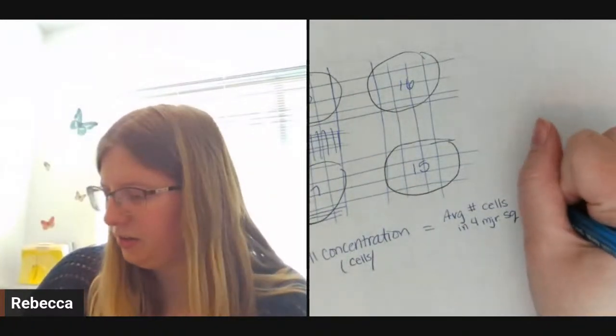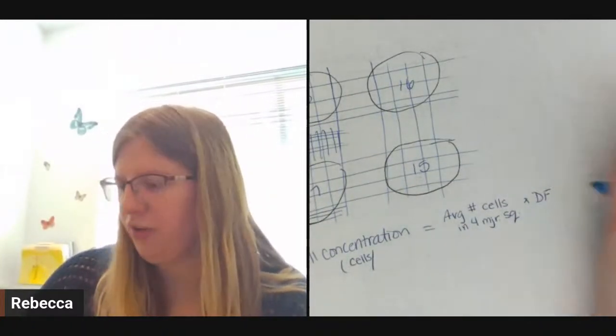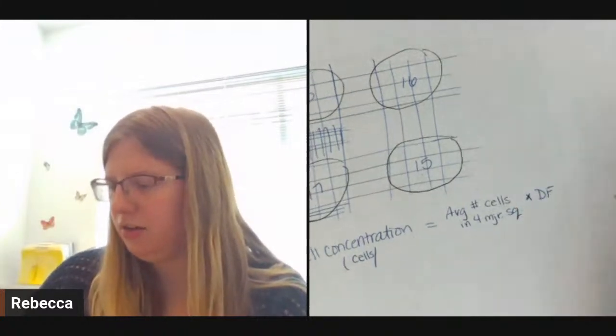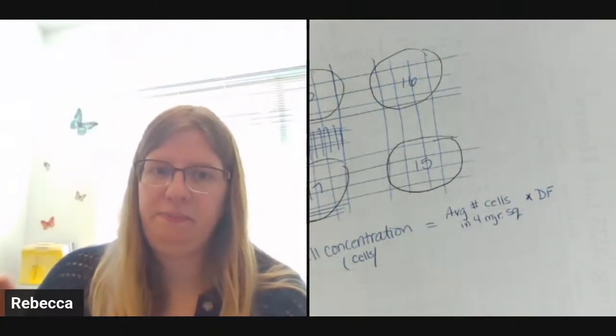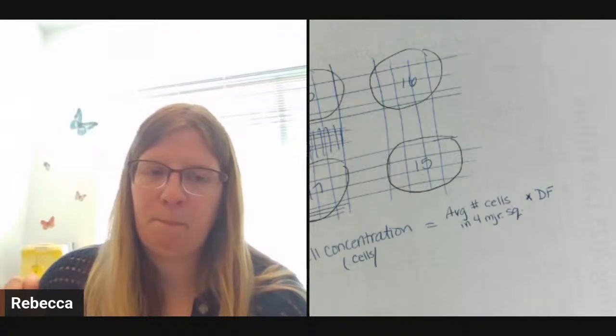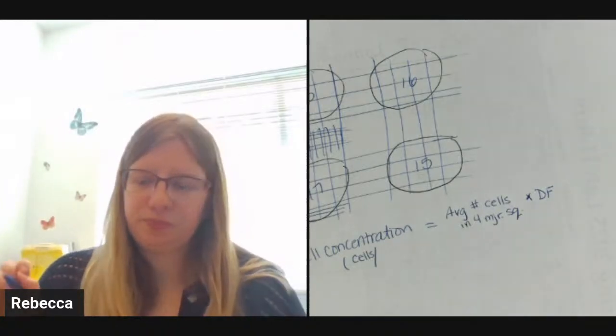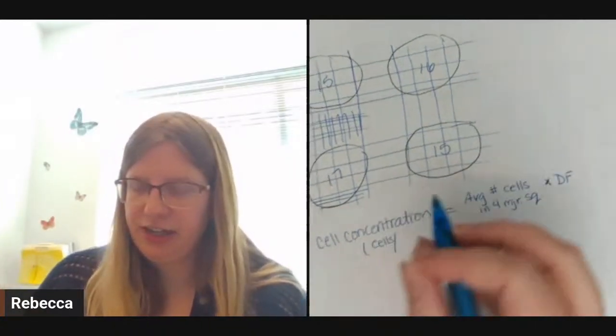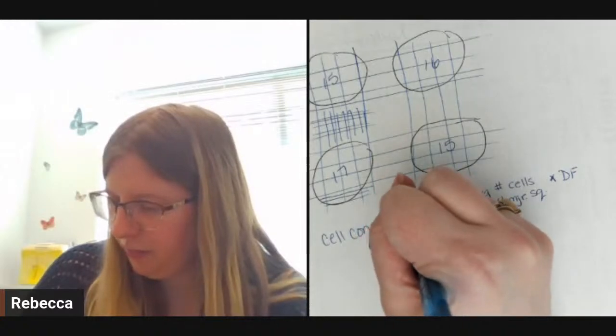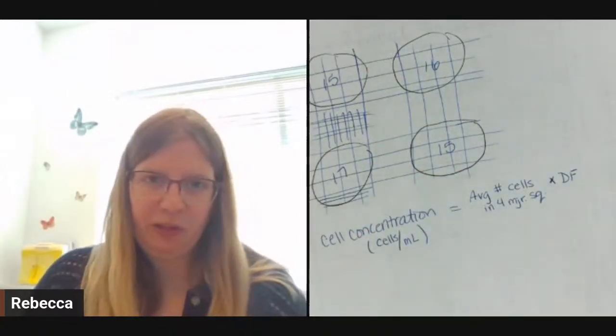I'm just adding this DF to stand for dilution factor, which is something that I said, and we're going to multiply them. So the answer is we're looking at cells per milliliter, mL for milliliter.